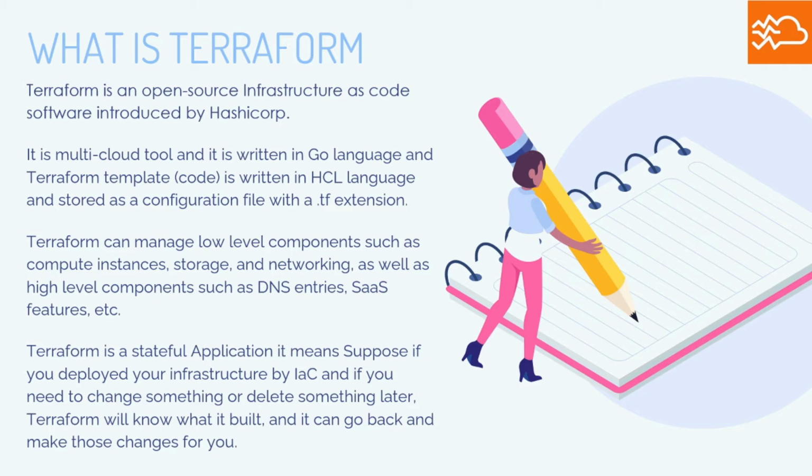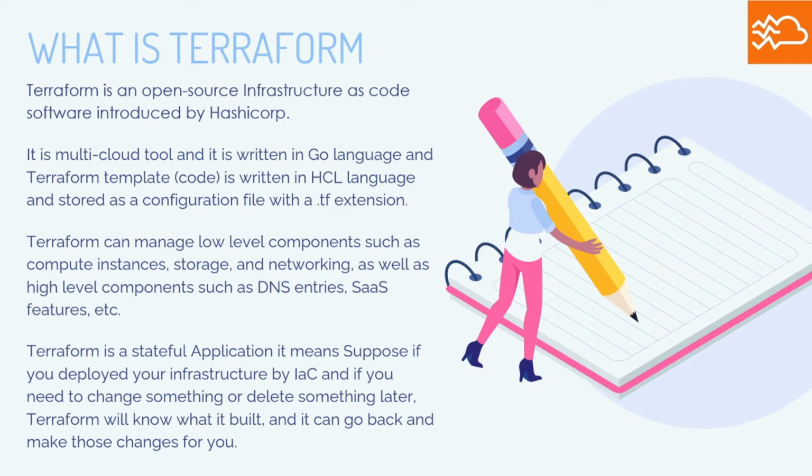Terraform can manage low-level components such as compute instances, storage, and networking, as well as high-level components such as DNS entries and SaaS, software as a service, features, etc. So it can provision your compute instance, storage, and networking, as well as DNS entries and software as a service. It means you can create servers, you can manage your storage, you can manage the networking services, using Terraform.